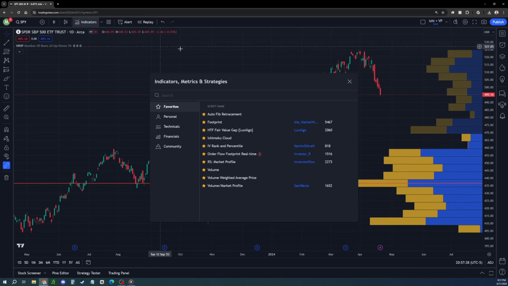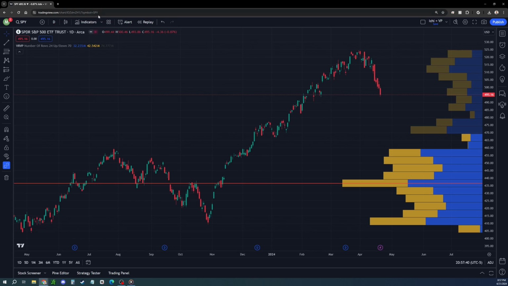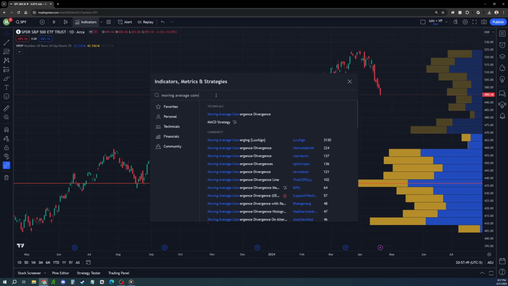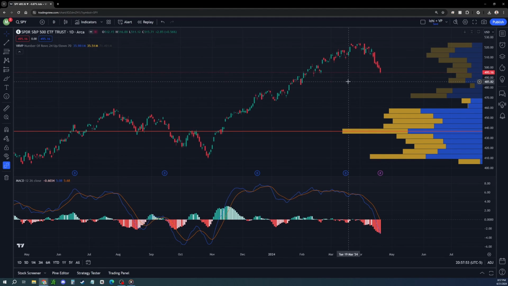To add the moving average convergence divergence, otherwise known as the MACD indicator, to your chart, simply click Indicators at the top left. Start typing moving average convergence divergence, and you will see it appear. Just click on it to add it to your chart.